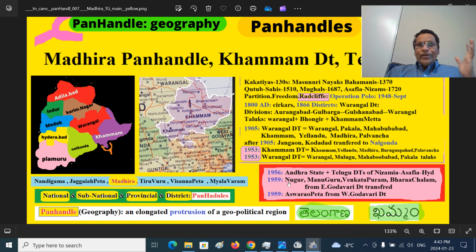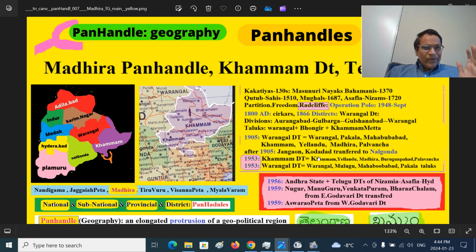In 1959, at that time, the historic East Godavari district was new. I will show all these things on the map, that will be very clear. Nuguru and Manuguru, Venkatapuram, Bhadrachalam, where the famous Sri Ramachandra's temple resides on the Godavari river, that is Dakshin Ganga, from East Godavari was given to Khammam district or Khammametta. At the same time, Khammam or Khammametta district also acquired Ashwaraopeta region or taluk from West Godavari district.